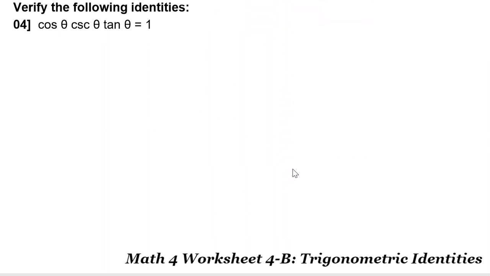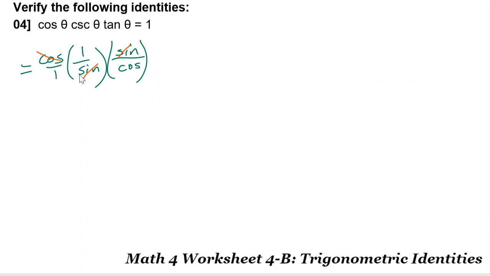All right, next one, we're going to put all these together and see if they turn out to be 1 when we're done. So we're going to say cosine over 1. Cosecant is going to be 1 over sine. And then tangent is going to be sine over cosine. And once again, that and that cancel, that and that cancel, which leaves us with 1.